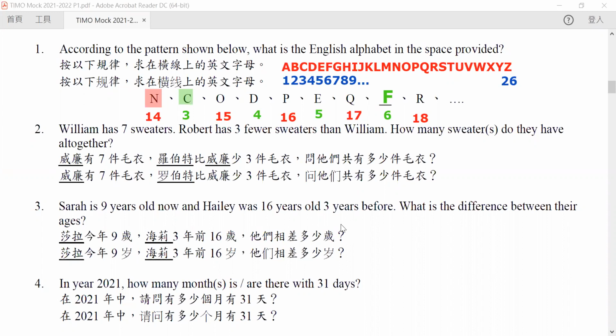Is there any question? Now, if there's no question, then we will go on for our second question.